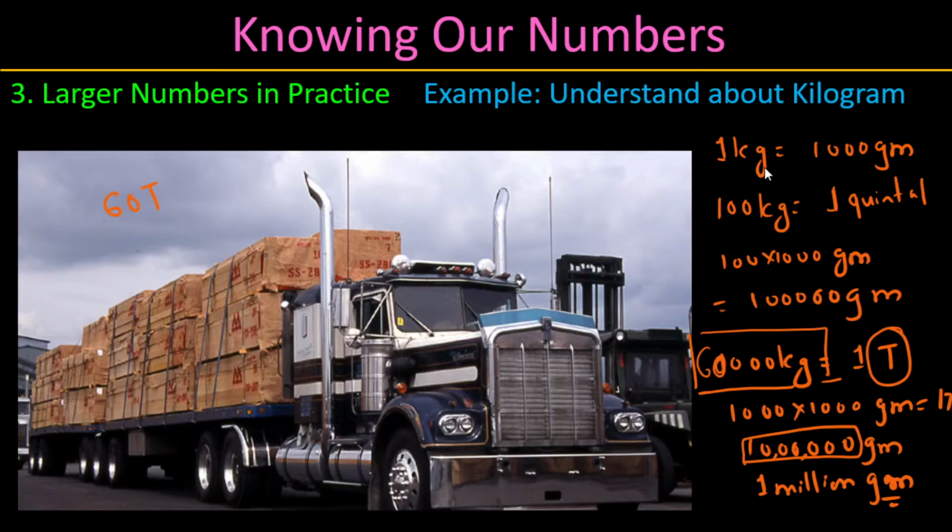1 kg means how many zeros? In front of us, 3 zeros. 1 quintal means how much? 100 kg. So like that, we simplified the number of zeros into a specific name by giving a unit. That's how we are going to interpret the large numbers in daily practice with respect to kilogram. Let's go with another example.